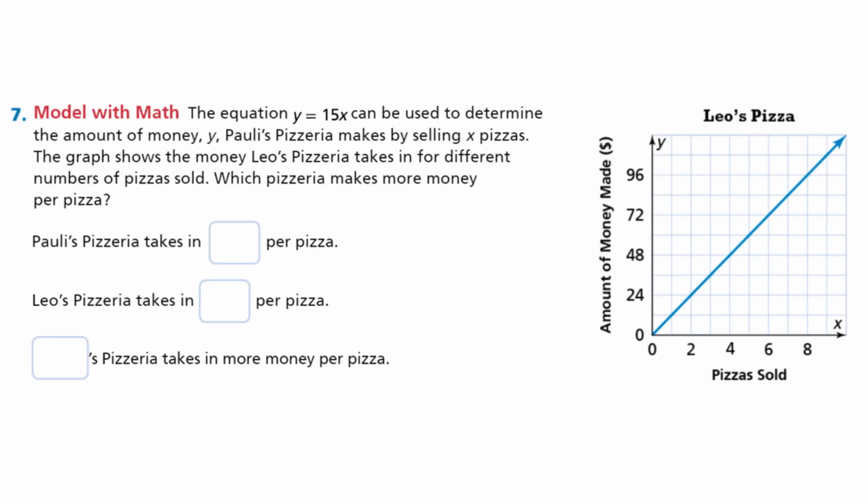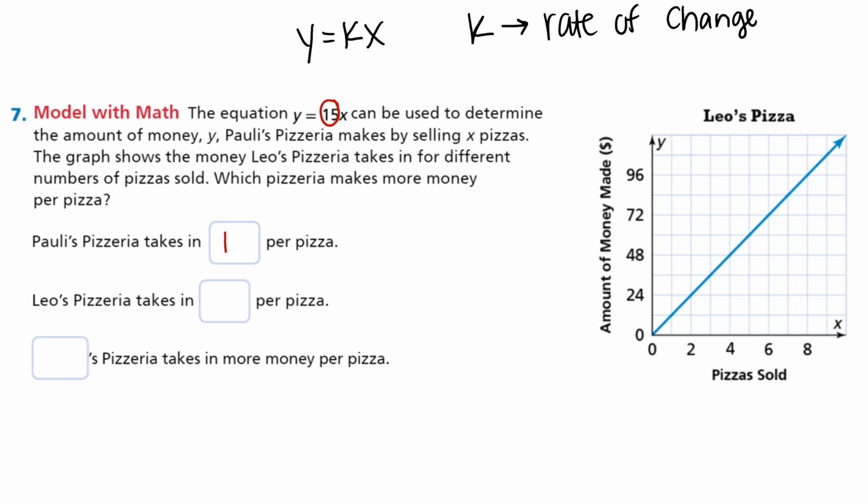The equation y equals 15x can be used to determine the amount of money y Paulie's Pizzeria makes by selling x number of pizzas. The graph shows the money Leo's Pizzeria takes in for different numbers of pizzas sold. Which pizzeria makes more money per pizza? So in our equation, y equals kx, the letter k stands for our rate of change. And so in the equation y equals 15x, the number 15 is what represents Paulie's Pizzeria, $15 per pizza.